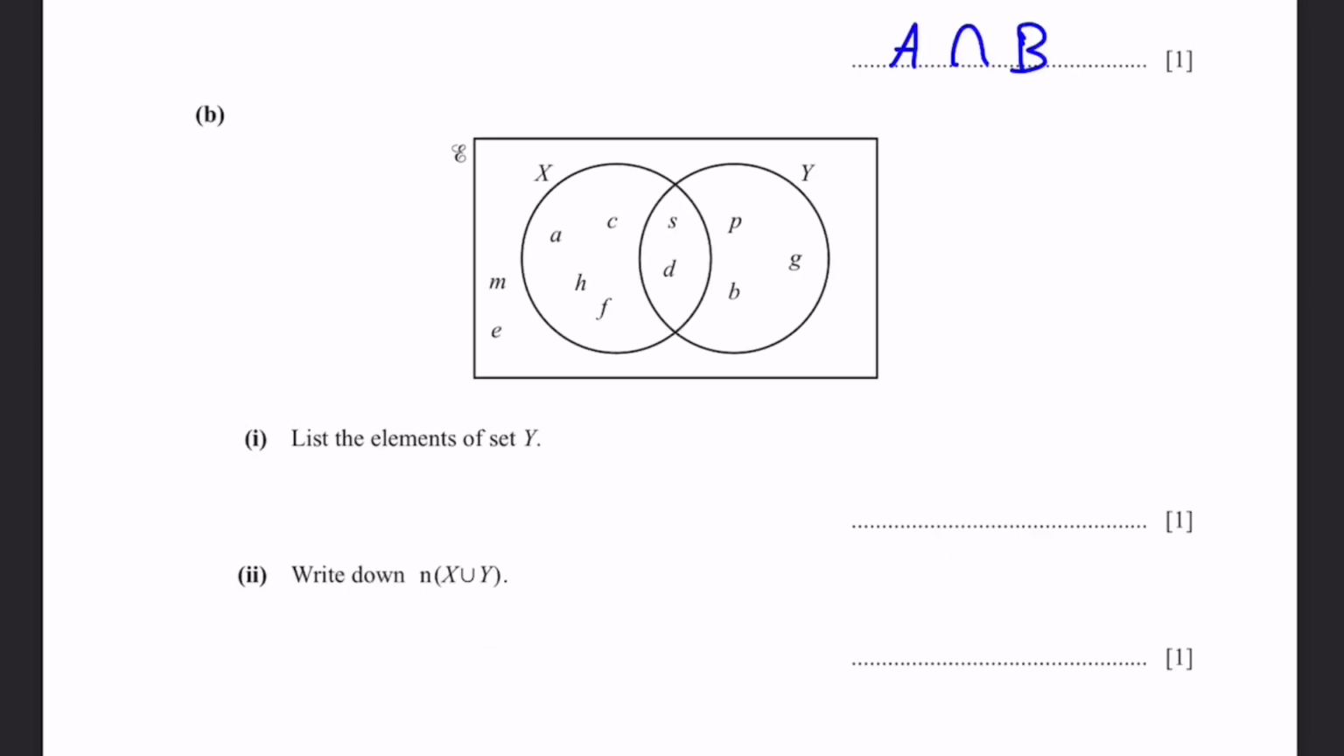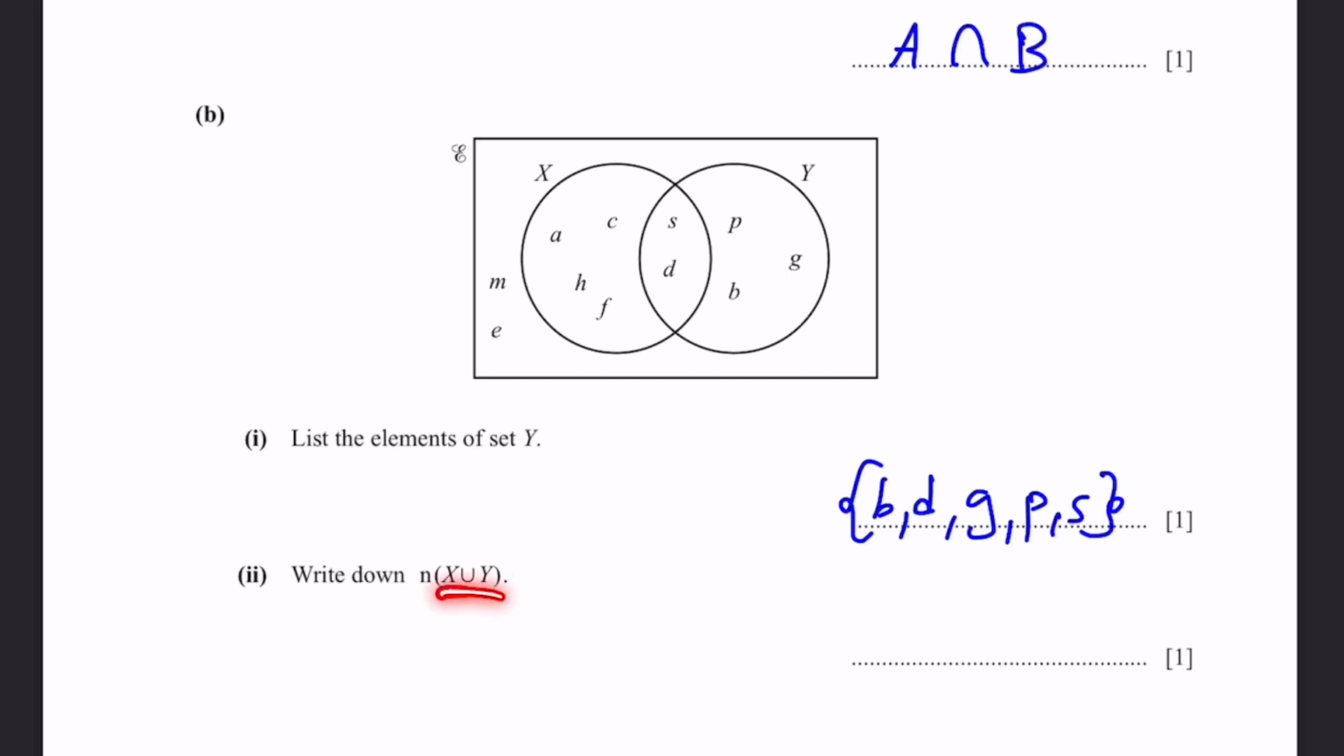B. 1. List the elements of set Y. That's just everything which is inside set Y. So we can write like this: B, D, G, P, and S in alphabetical order. Can be in any order. Actually, I just wrote it in alphabetical order. That's the answer.